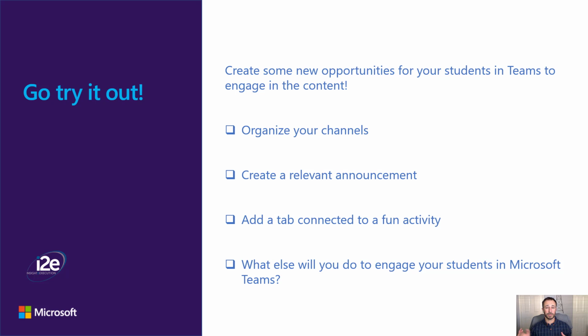Use the announcement feature to announce what's coming that day, that week. Help them know what to go to and how to find things. Add a tab that's more connected to a fun activity. Maybe it's a fun FlipGrid where they're just sharing their pet or sharing their favorite toy, and get them to interact with each other in a fun peer-to-peer socialization type of way. What else will you do to engage your students in Microsoft Teams?